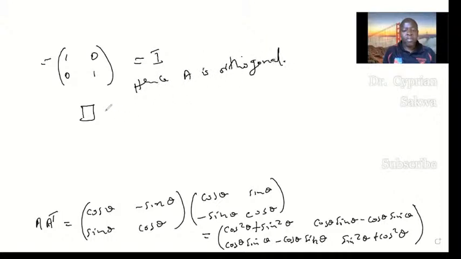Because we've shown that A times the transpose of A gives us the identity matrix, and that is what we needed to show. The other way you would have wanted to show is to find the transpose of A and also find the inverse of A and see whether the two are equal. If the two are equal, again you conclude that A is orthogonal. And that is the end of our lesson today.